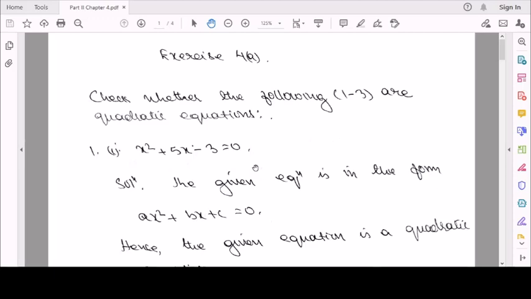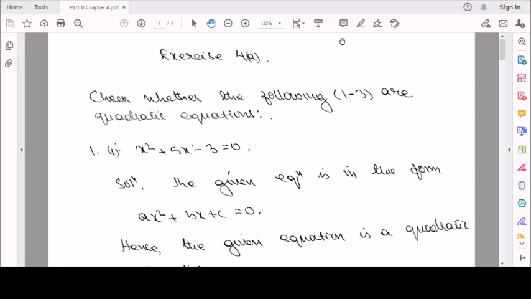Now we'll move to part 2 of chapter 4 on quadratic equations. The first question here is: check whether the following problems from number 1 up to number 3 are quadratic equations or not.